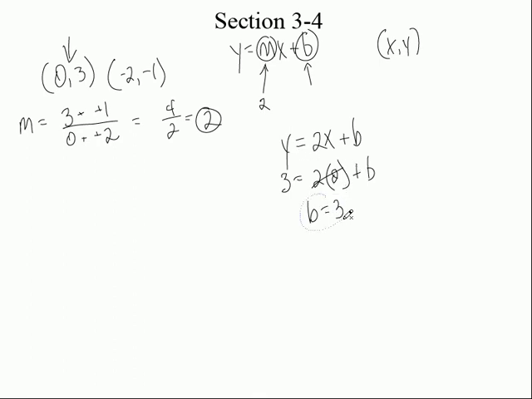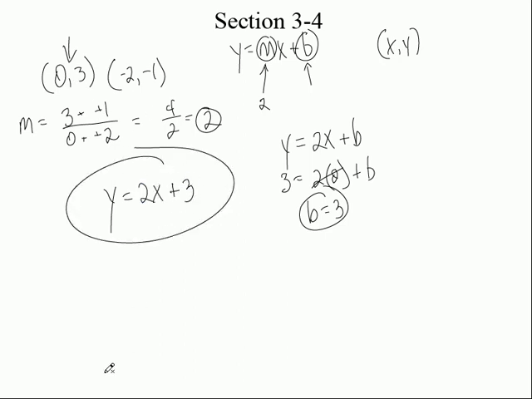So look, I've got my slope right here. I've got my y-intercept. Now we got to put it all together. Now watch what I do here. It's y equals 2x plus 3. That's the equation of a line that goes through those 2 points.